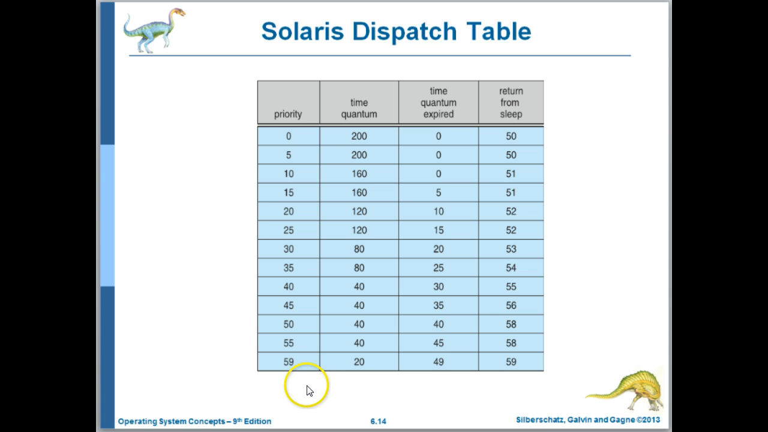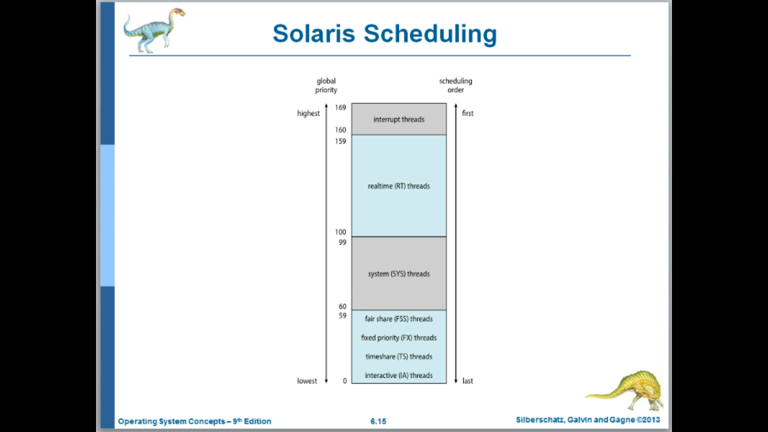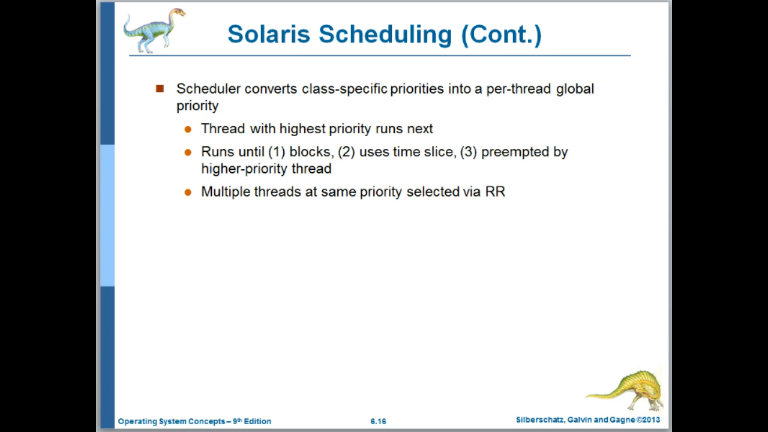And then you can see what happens if a process running at priority 55 uses up its entire quantum: its priority is lowered to 45. But if it returns from a wait, its priority is increased. So this figure simply shows the priorities of the various scheduling classes. And here are a few details which I'll skip.